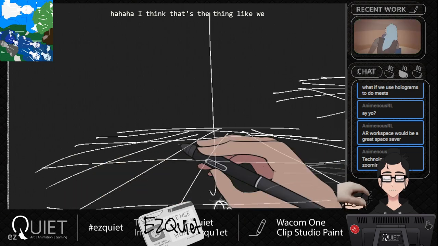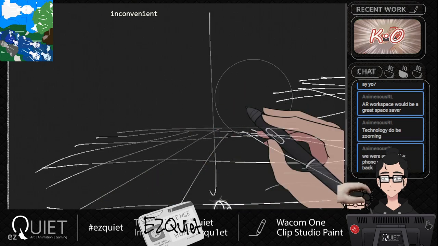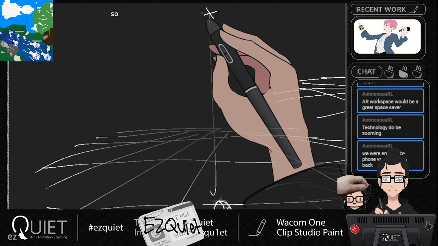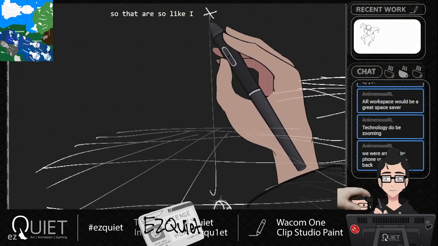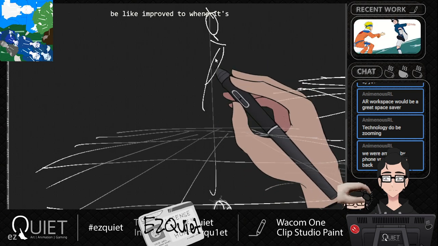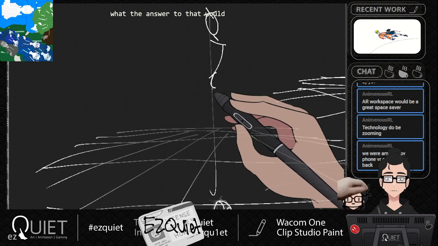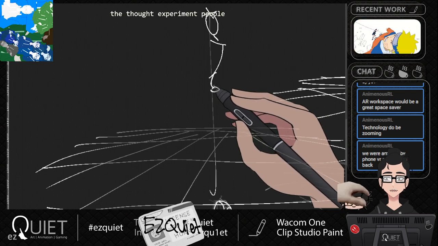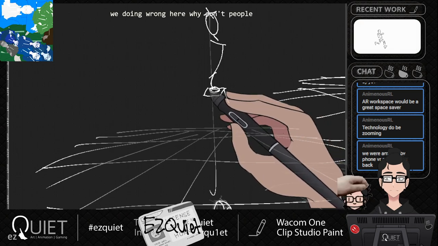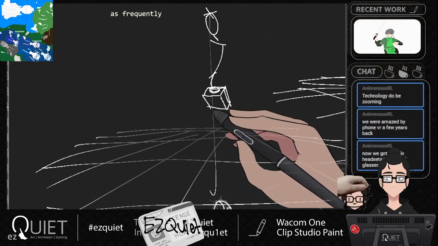There's just minor things that are so inconvenient in AR, in VR. We were amazed by VR a few years back, but it could still be improved to where it feels convenient to use, and I don't know what the answer to that would be. I mean, that's the thought experiment people are having at Apple and Google, right? Of like, what are we doing wrong here? Why aren't people using these technologies as frequently as they're using mobile devices?